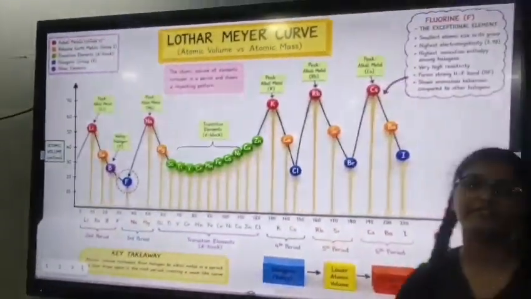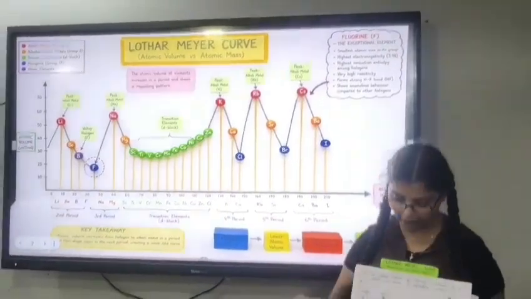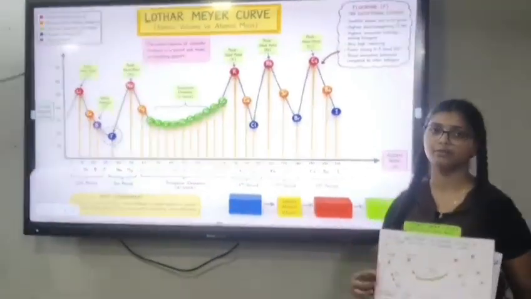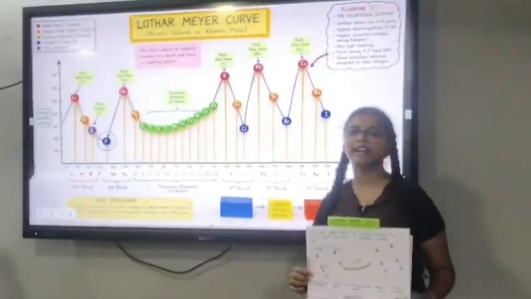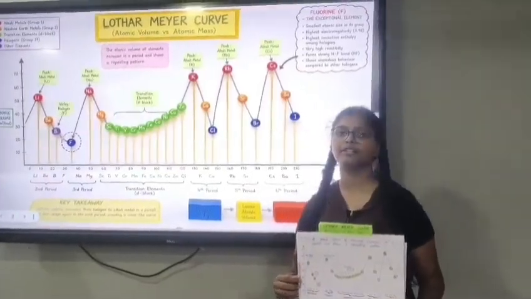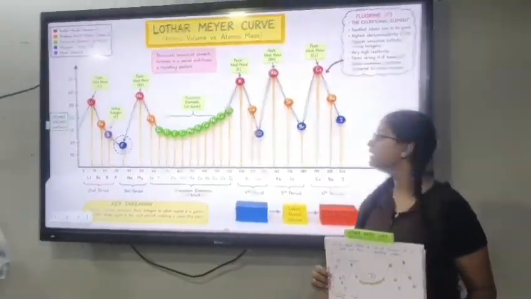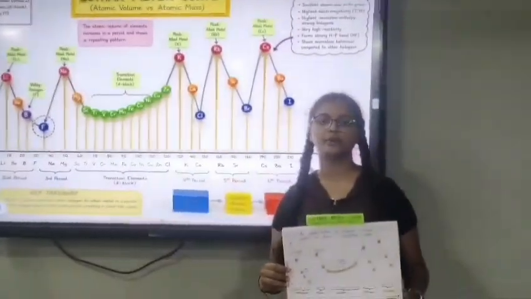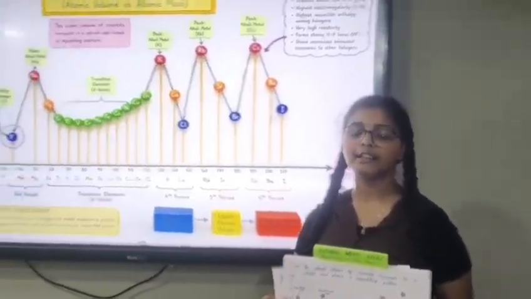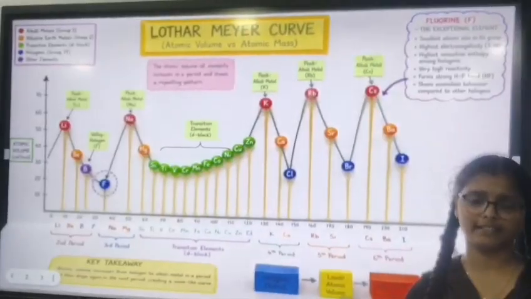The Lothar Meyer curve generally shows the relationship between atomic mass and atomic volume. And it helps scientists understand that the properties of elements repeat periodically. The halogens chlorine, bromine, iodine and fluorine usually have an increasing atomic volume as we move down the group.